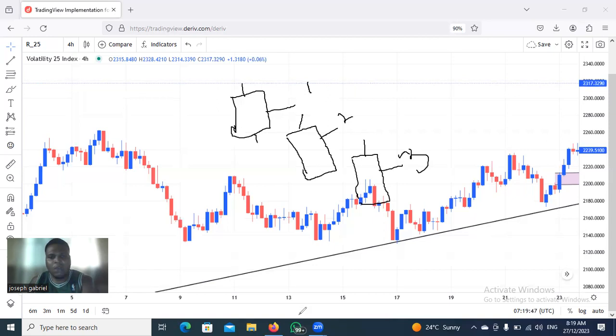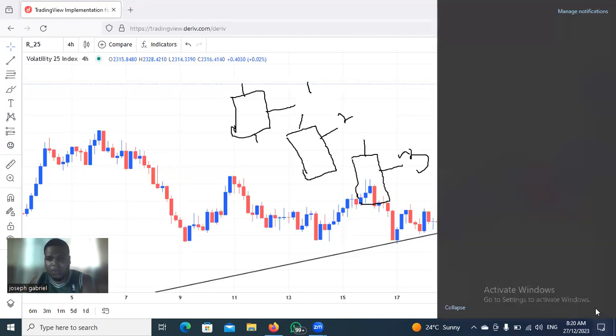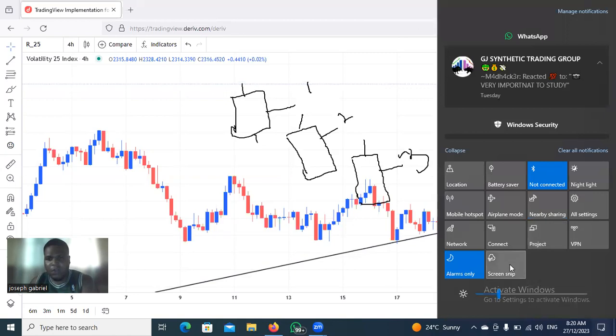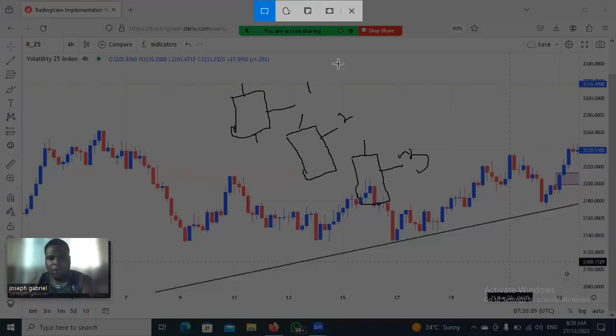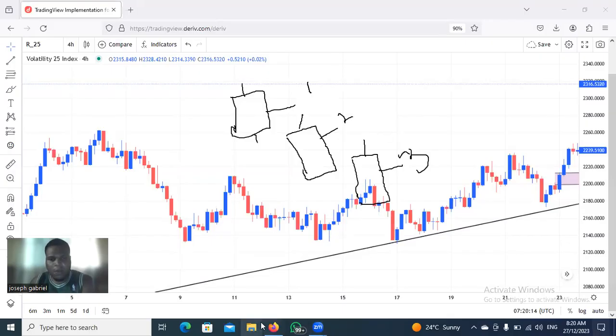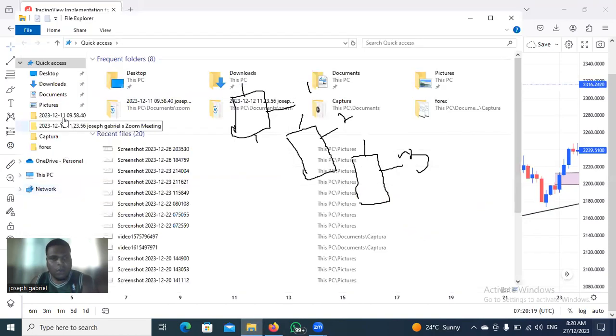I think I did something like that before, so let me see if I can get a screenshot of this fair value gap, so it becomes easier for us to understand. Let me get a screenshot. Okay, sorry.